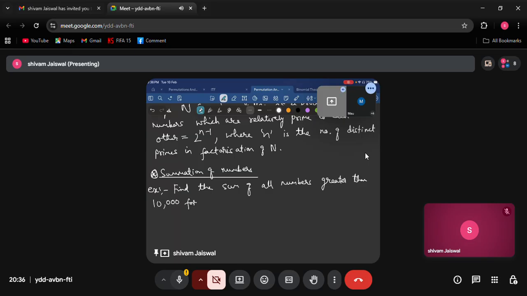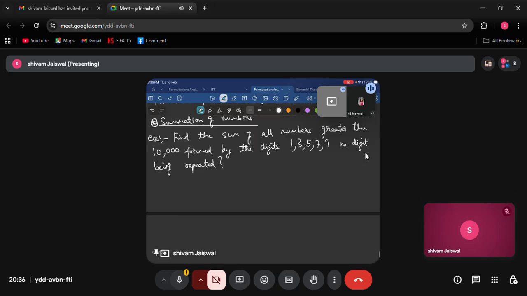Count by the digits 13579, with no digit being repeated. Find the sum of all numbers greater than 10,000. Count by the digits 13579. No digit being repeated, for example.